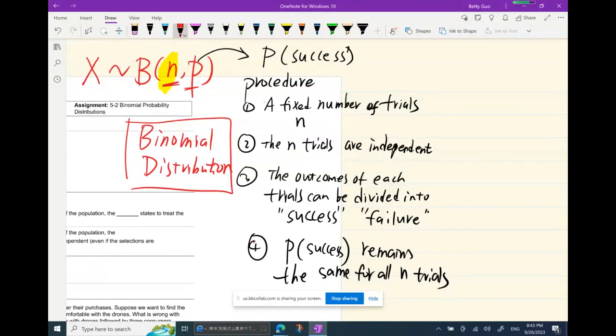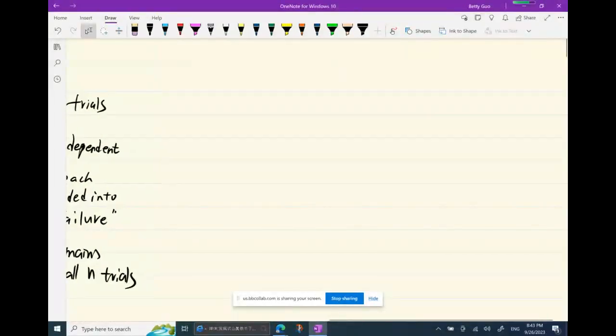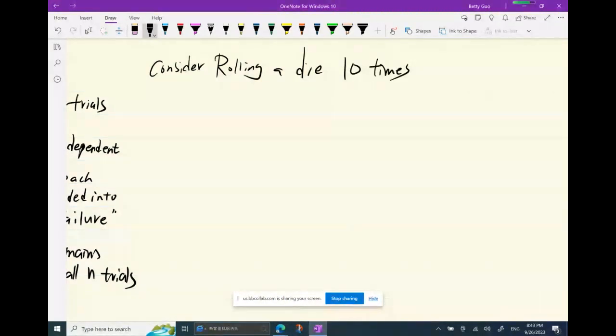All right, let me give you an example. So far so good, guys? The concept-wise, we have 7 minutes. We're gonna hurry up, okay? To save time, let's consider rolling a die 10 times. And you can let success be getting number 6, because Chinese people like number 6, it means lucky, right? Then your failure would be getting other numbers, right?